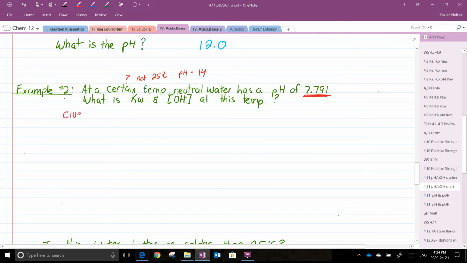So first of all, we need to talk about the clue that's given. The clue is that it's neutral water. And the reason that is important to you is it tells you that your H3O plus is going to be equal to your concentration of OH minus. Okay, another way to phrase that in a question is pure water. So those two words, neutral or pure, are your clues that your H3O is equal to your OH minus. Okay, so first thing we can do is we know our pH, so we can find our H3O.